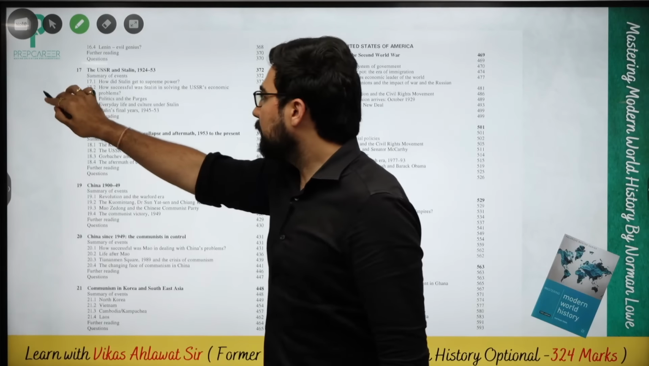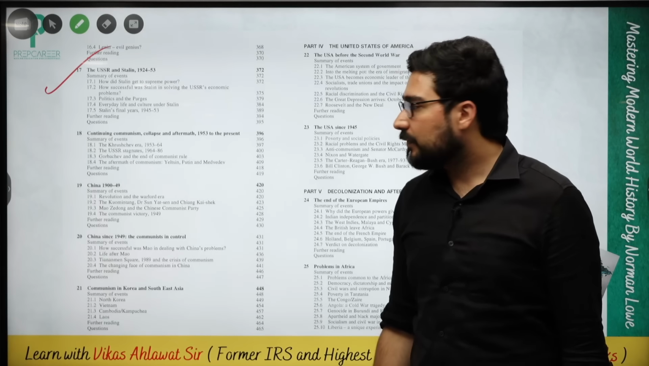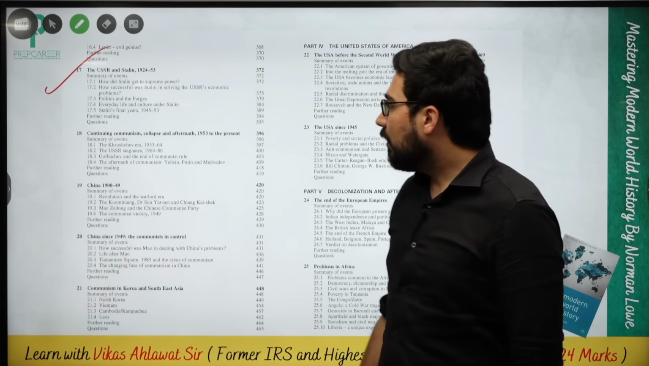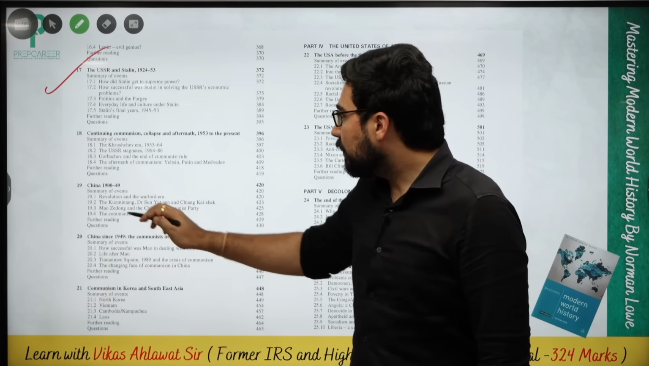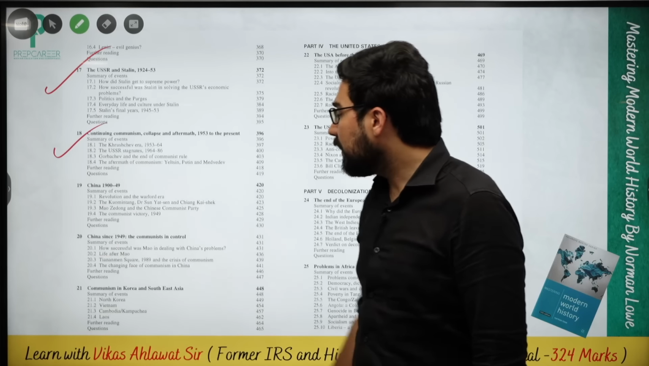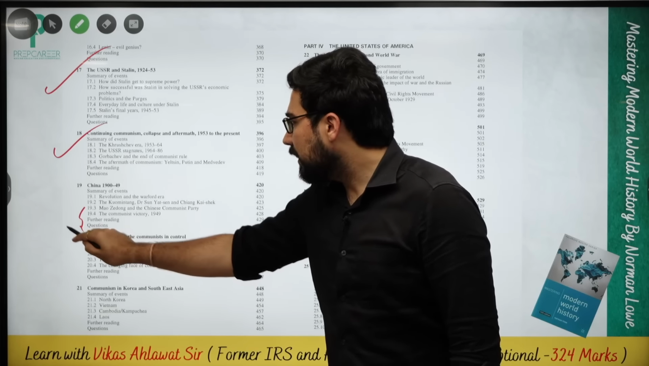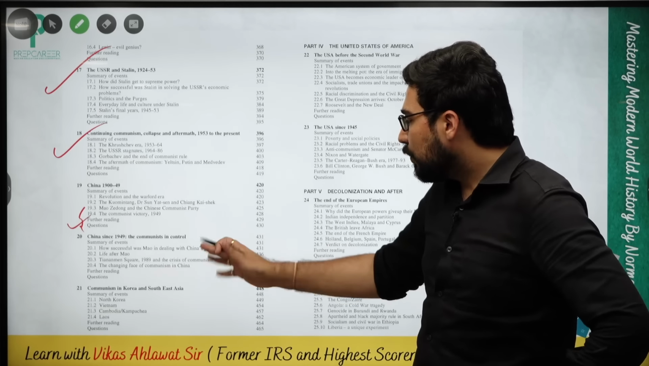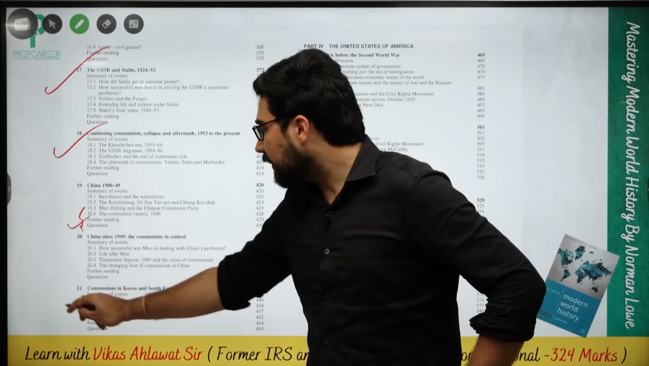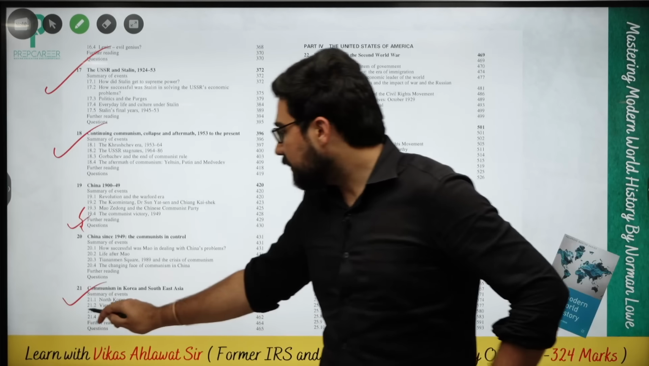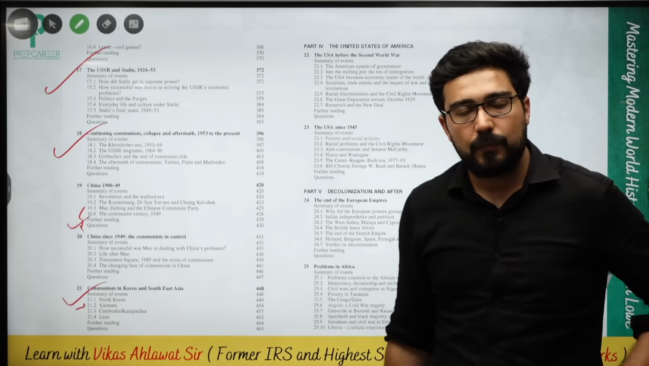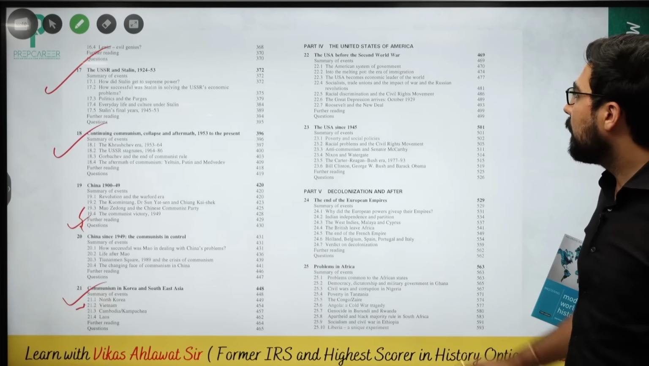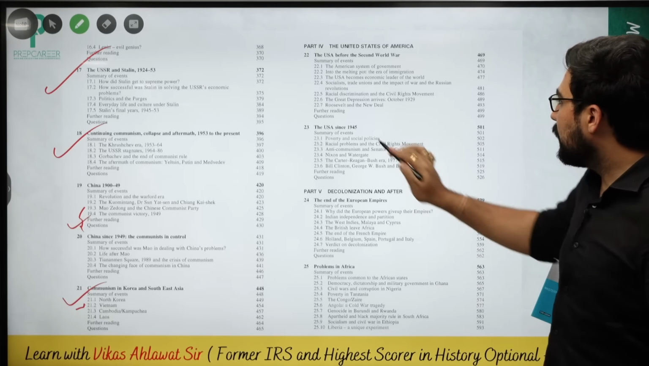Then chapter number 17, once UPSC asked a question from Stalin, so it may get repeated. All right. Then the focus would be on 18 also. You can read just the Chinese revolution, 19.3, 19.4. These two are the most important ones. 20 is not required. In 21 you can read communism in Korea. Vietnam is the most important topic. Okay, 21.2 for the sake of the exam. 22 not required. You can just read these two things.